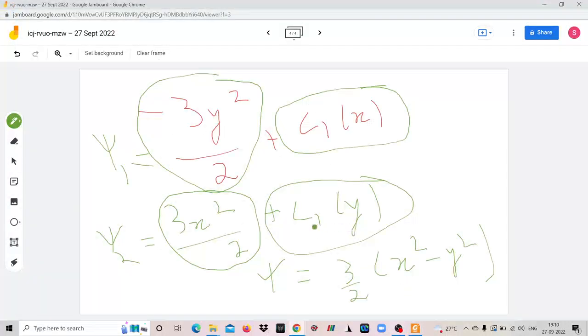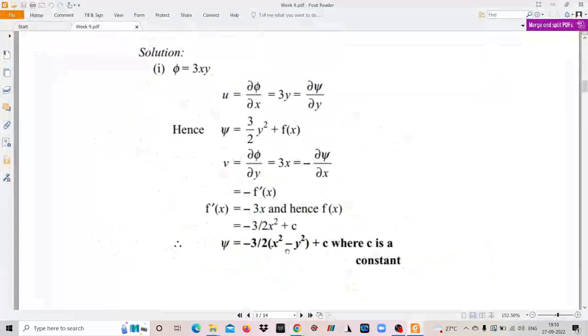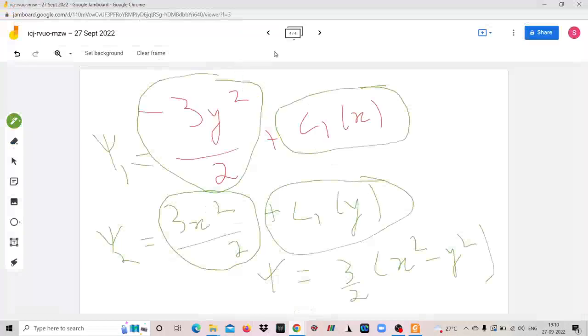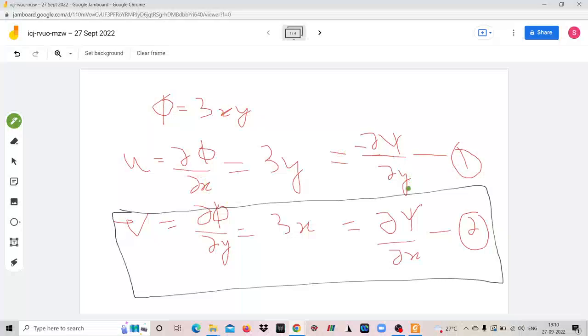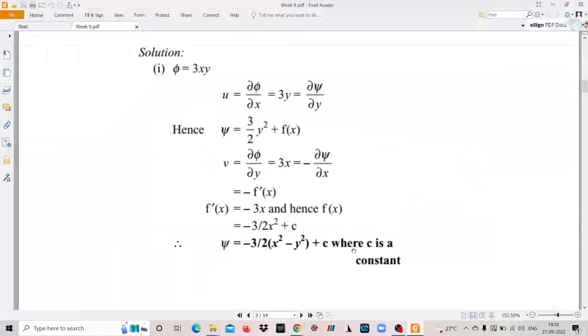Now v is equal to minus of del psi by del x. See, in this case, why is it slightly different from what we have done here? It is slightly different because you can either choose v as del psi by del x and u as minus of del psi by del y, or you can choose v as minus del psi by del x and u as del psi by del y. Now if you look carefully, we have considered that u is equal to minus of del psi by del y. So it will not make any difference. Only in the functional form the difference is there, and there will be some constant c.